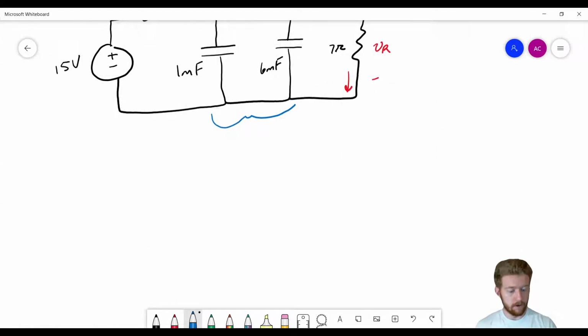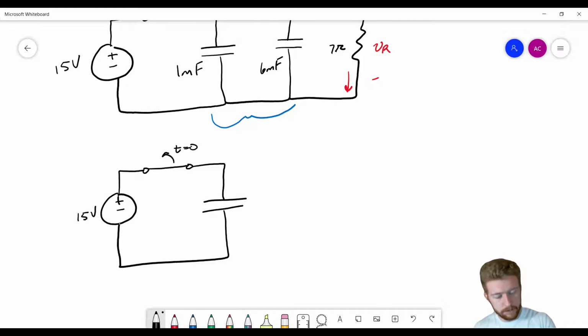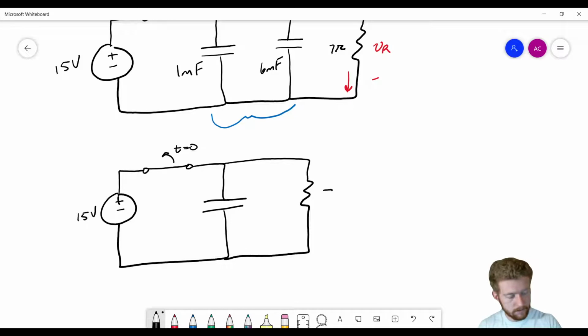Okay, so let's rewrite this circuit. This is going to be 15 volts again, with a switch that was closed and is opening at t equal to 0. So instead of having those 2 capacitors, we're just going to have an equivalent capacitance and this resistor. Okay, so this is the 7 ohm resistor. What is this equivalent capacitance?